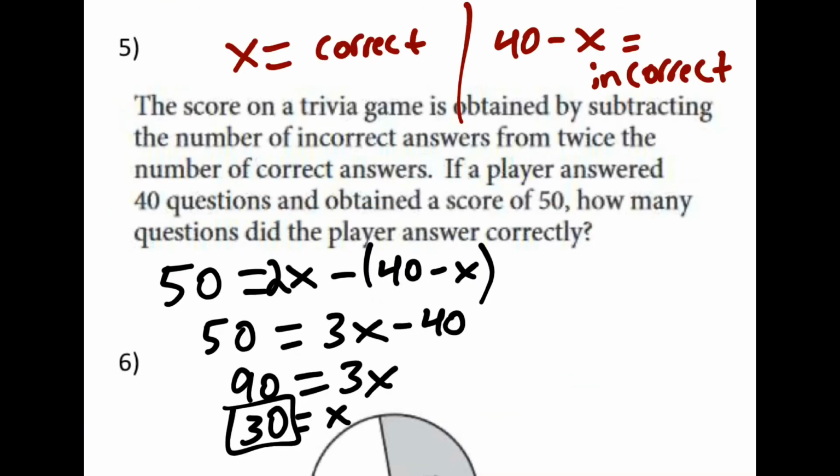If you wanted to set this up very formally, you could say, let x be the correct answers, then the incorrect would be 40 minus x, the complement. You could give a value of 2 times x, and a minus 1 for this 40 minus x, then distribute and solve for x, and you'd get 30. But guess and check probably works better here.